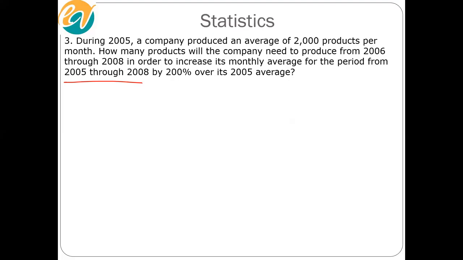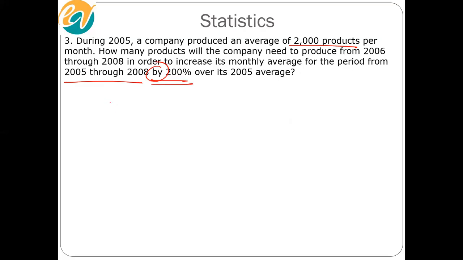What was the average in 2000 per month? And what is the goal? Increase by 200%. What does it mean by 200%? What do we want as the average? 6,000. Absolutely. Siddhant is also absolutely correct. How do we arrive at 6,000? We increase it by.